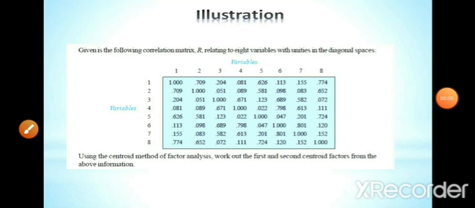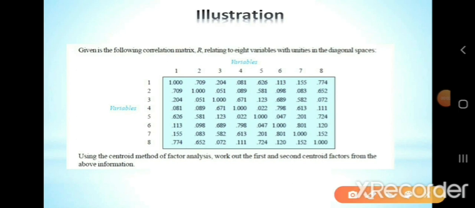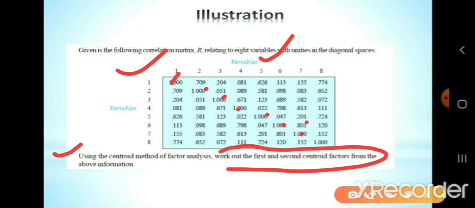So in this example we have 8 variables with unities in the diagonal elements. All the diagonal elements have unit value. Okay, so this is the correlation matrix which is denoted by R. So we have to find the first and second centroid factors from this information using the centroid method of factor analysis. Okay, so we need to find only two factors. We can find more than two also if required, but here we are asked to find only two factors.